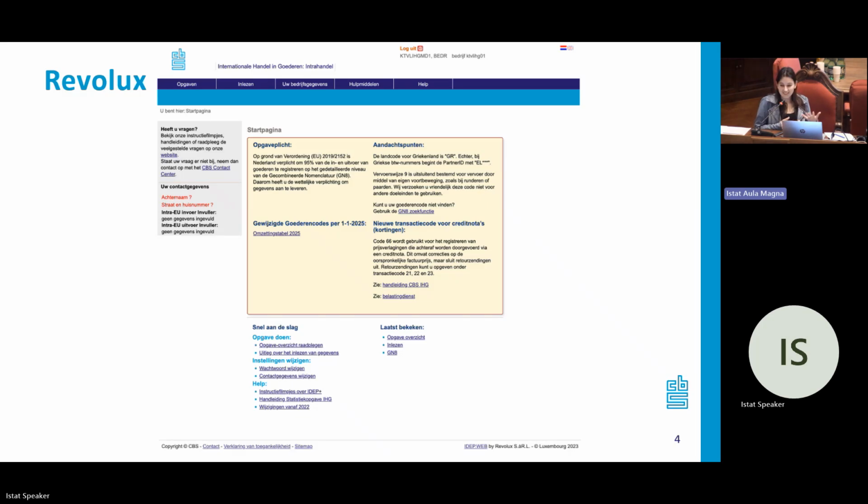So when businesses log into the system, this will be the first page that they will see. And admittedly, the first time I saw the system, it took me more than 10 minutes to find the start option, which is actually, I'm not kidding, here. So it's quite difficult to find.